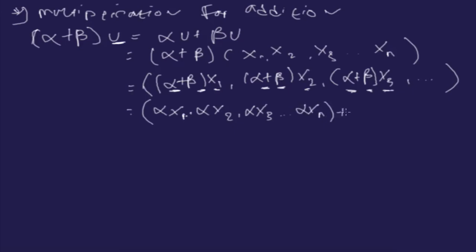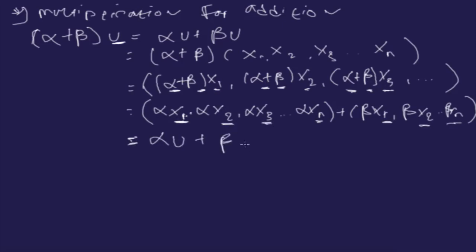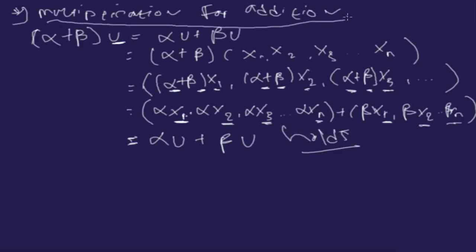plus beta x1, beta x2, and so on, beta xn. So if you see, that's alpha u and beta u, so we can write this as alpha u plus beta u. So it means it holds the multiplication over addition property.